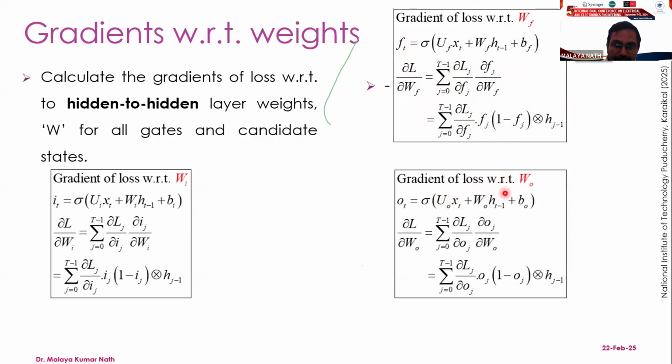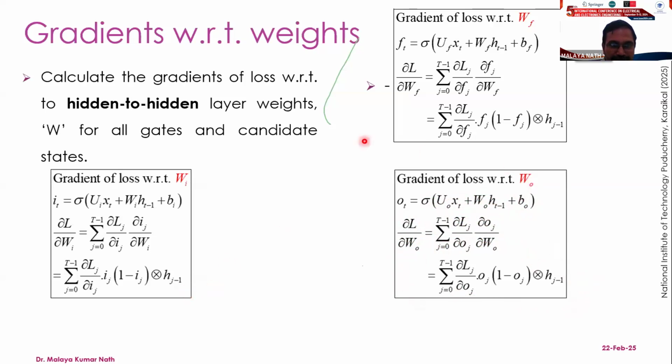So similarly, the gradient of loss with respect to the output gate, that is the output gate information, can be represented as OT equals sigmoid of U_O x_t plus W_O h_(t-1) plus b_O. So the derivative of loss with respect to W_O, the weight associated with the hidden-to-hidden state of the output gate, can be represented by the derivative of loss with respect to del O_j, times the derivative of the output gate with respect to del W. If we simplify, this is the output that we are getting.